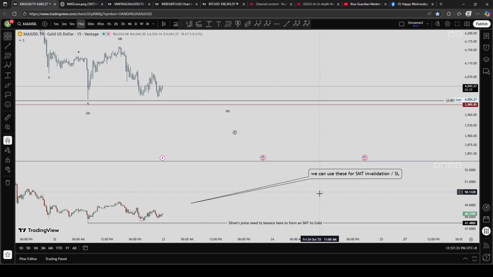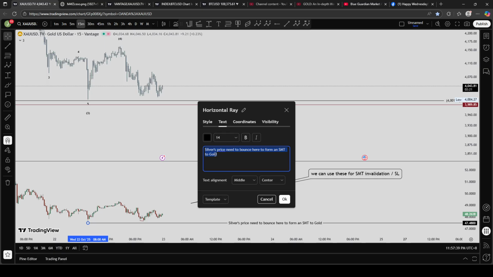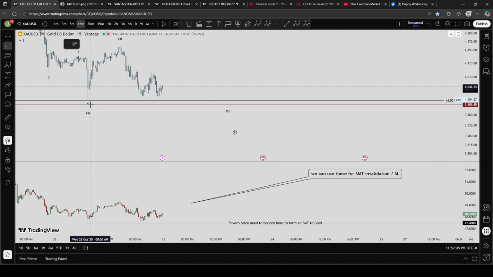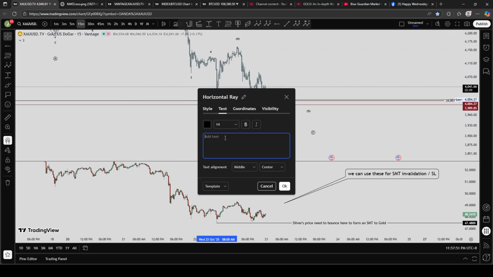For the gold to create an SMT with silver, this particular price of the third wave should be swept. So let me just put a note so that you will easily understand. Gold price needs to break here to form an SMT with silver.